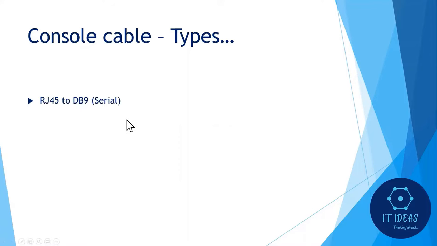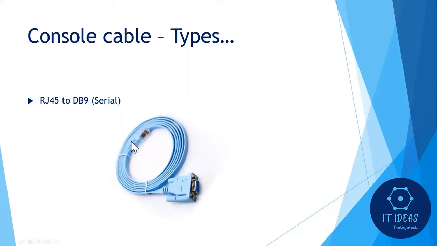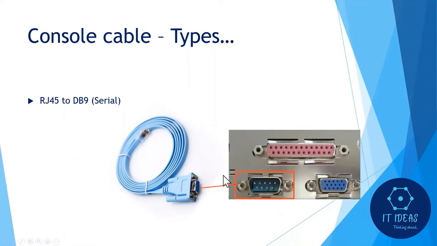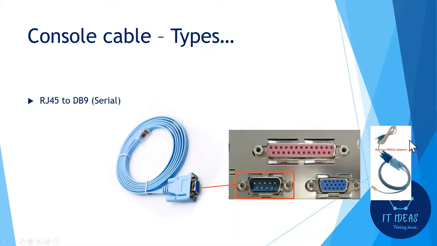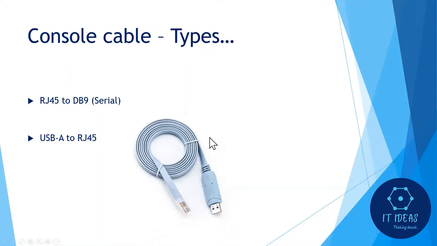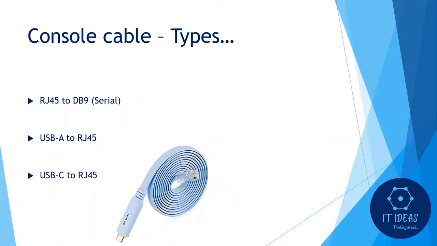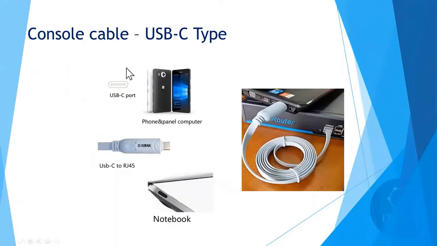The first type is the RJ45 to DB9 serial connector. Previously, our computers used to have a serial port. You may need RS232 adapters if you connect with your USB port. The next one is USB-A to RJ45. The next one is USB-C to RJ45. The USB-C port will look like this. You can see here, currently our PC or laptop has USB type ports. My laptop has a USB-C type port. You can choose the cable based on your system requirement.